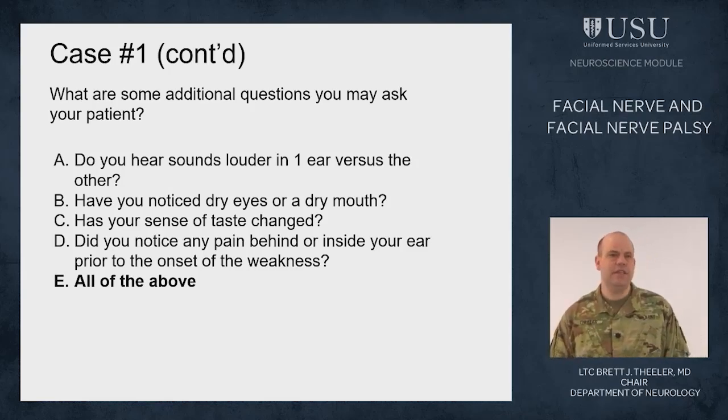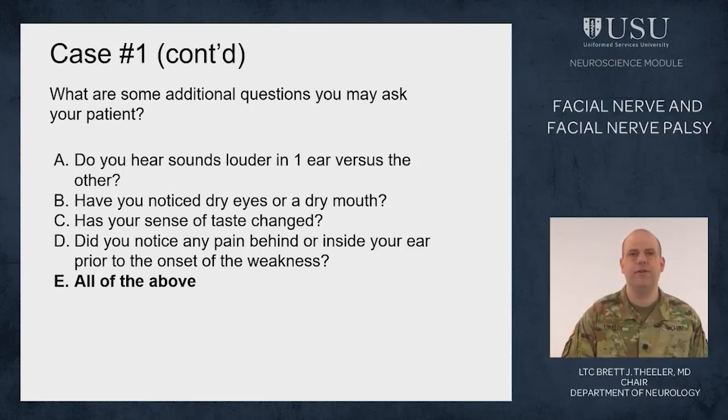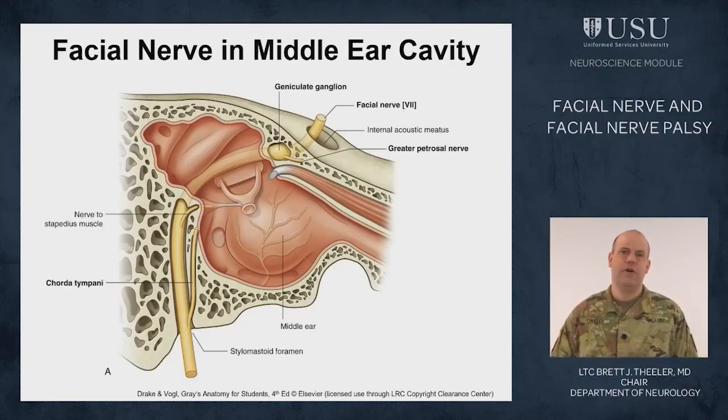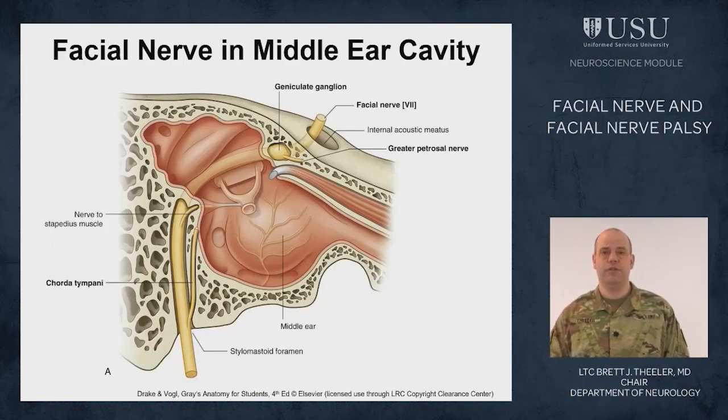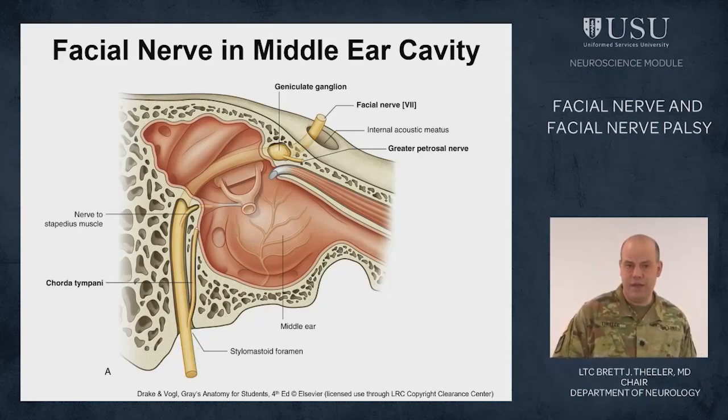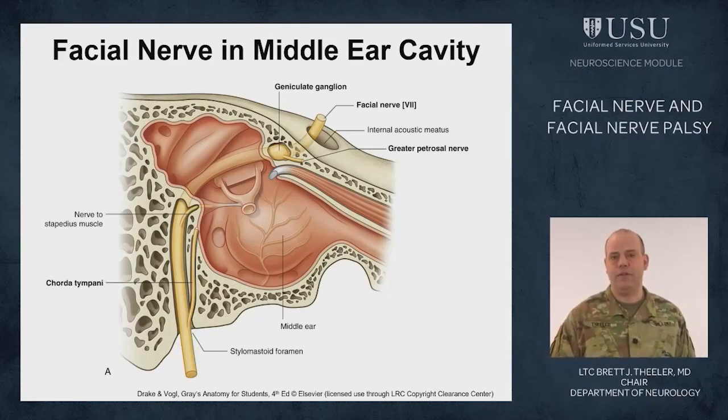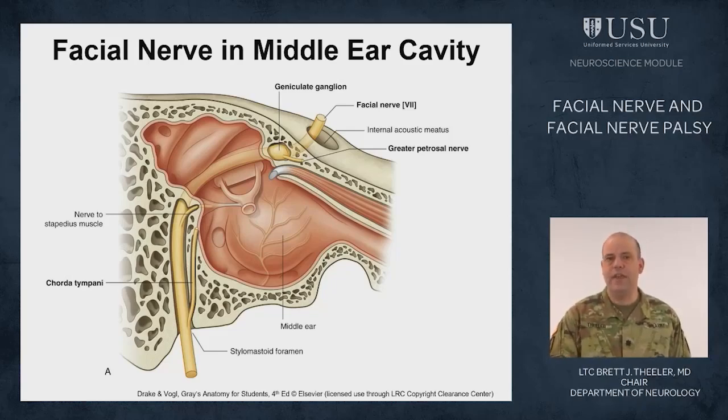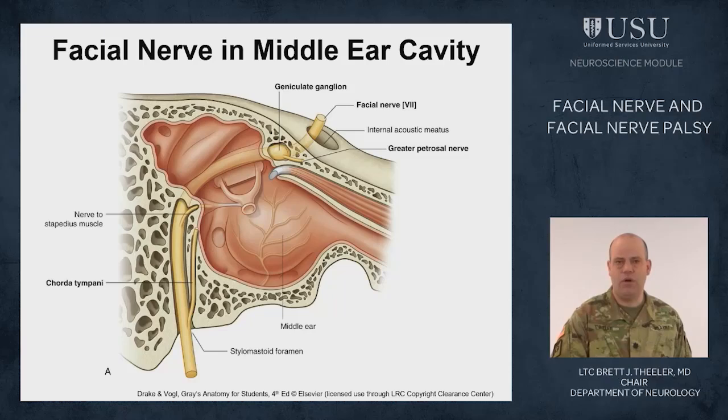So the answer is E, all of the above. And let's take a neuroanatomic approach to discussing why that would be the case. So as you've already been told, the seventh cranial nerve goes into the internal acoustic meatus and then comes out the stylomastoid foramen. It's those most peripheral branches that control voluntary facial expression, right? But there are other branches that actually come off of cranial nerve 7 that can be clinically relevant. And let's talk about that some more.